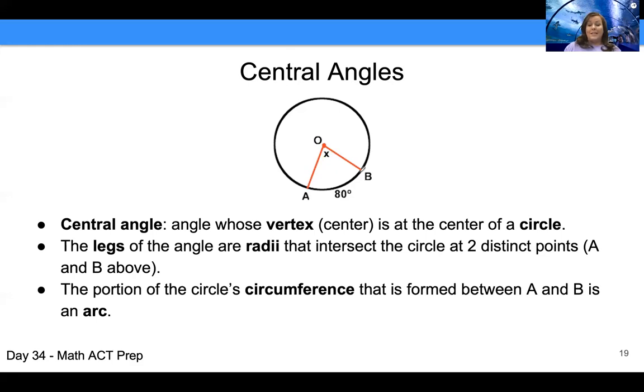We would actually name that with 2 capital letters and you put an arc over it. Now, just like a line segment, we could call this arc AB or we could call it arc BA. It's not going to make a difference in our measurement.